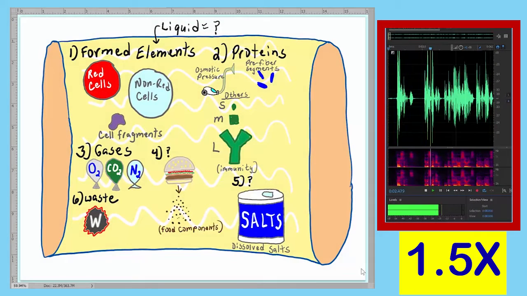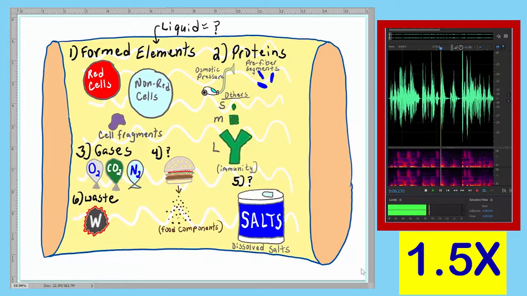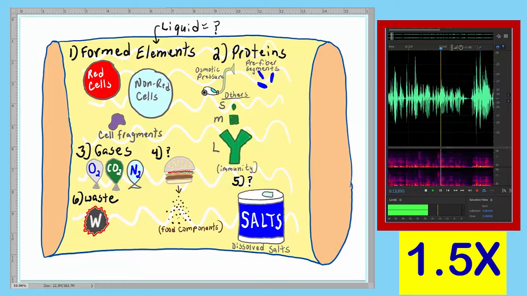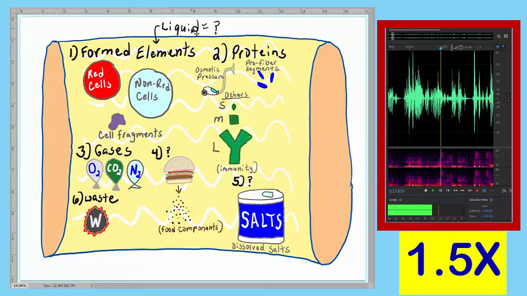Hello students. In this lecture, we will continue our series on the components of the blood. Let's continue where we left off last. In the last lecture, I indicated that the components of the blood were contained within a liquid. We did not give the name of the liquid in the last lecture, so we'll give it here.